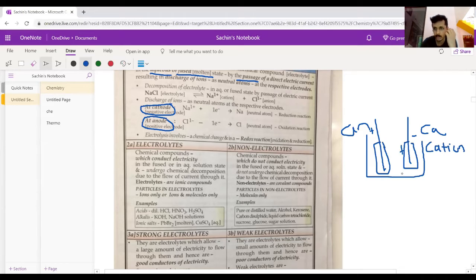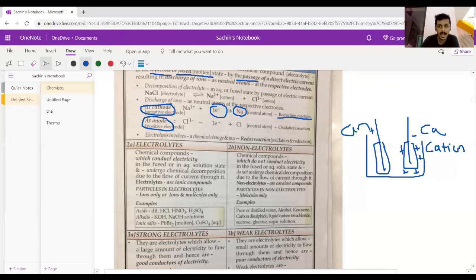I think this concept is clear to you. Cations will move towards cathode because cathode is the negatively charged end. When they move towards cathode, which is rich in electrons because it is a negative electrode, these cations gain the electron and become neutral atoms, and hence we call this a reduction reaction. I'll repeat, at the cathode, which is a negative electrode, a cation moves towards the cathode. A cation has already lost an electron, but when it goes towards cathode, it gains the electron from the cathode and becomes a neutral atom.